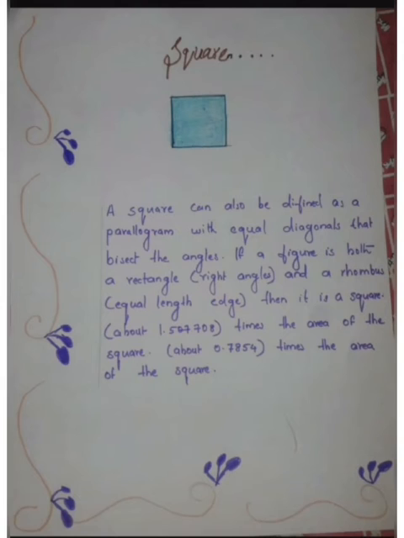Square. A square can also be defined as a parallelogram with equal diagonals that bisect the angles. If a figure is both a rectangle, with right angles, and a rhombus, with equal edge length, then it is a square. About 1.5708 times the area of the square. About 0.7854 times the area of the square.